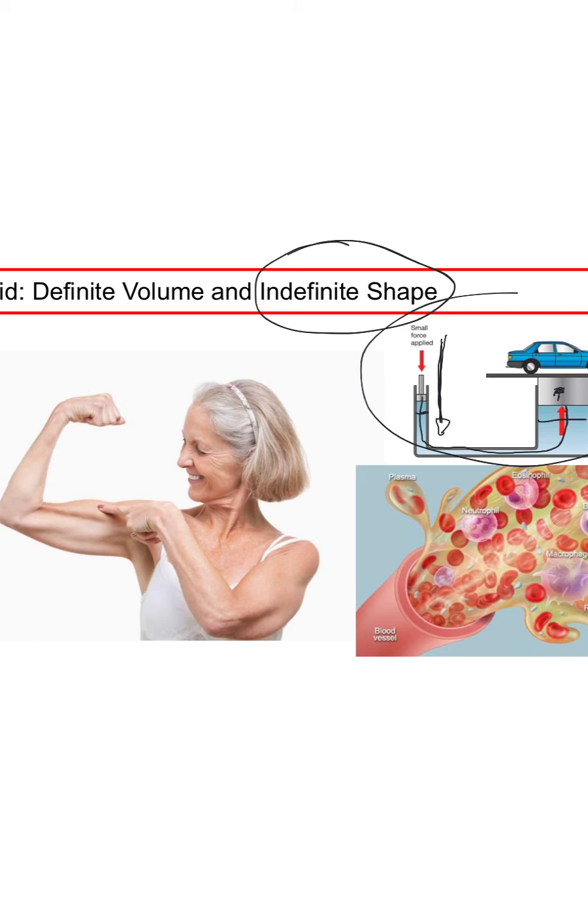So once again, liquid has definite volume. That means the total volume doesn't change. Our body doesn't expand or shrink too much. But a body, which is mostly liquid, can have an indefinite shape. That means the shape can change. So once again, indefinite means able to change. Okay? And definite means no change.